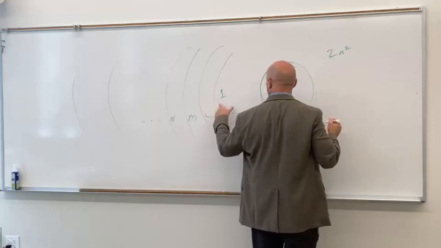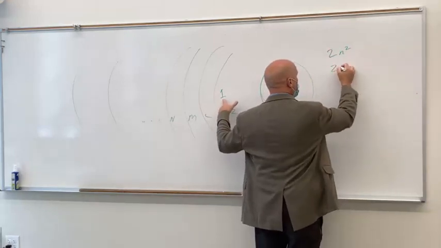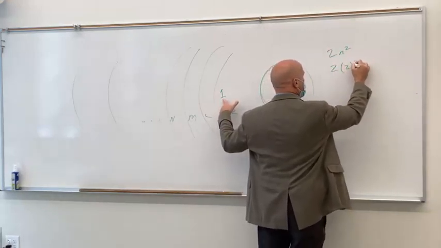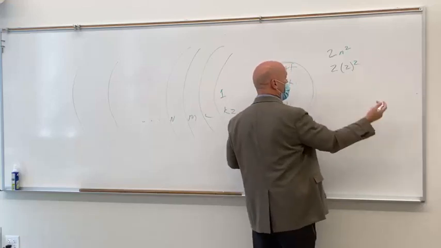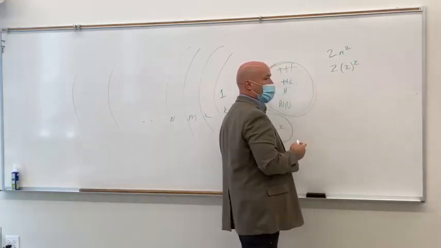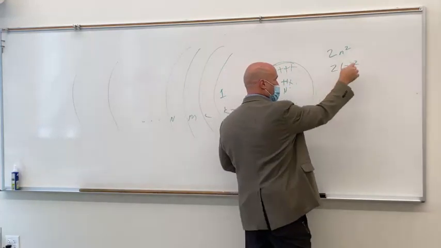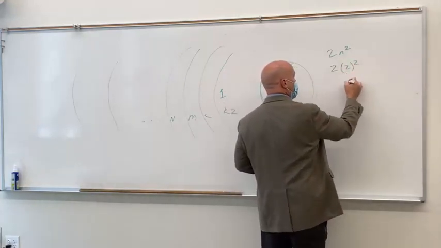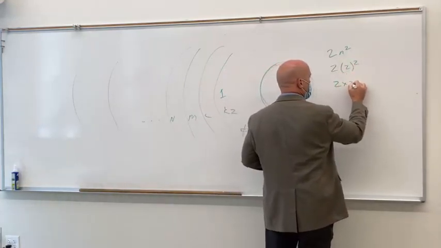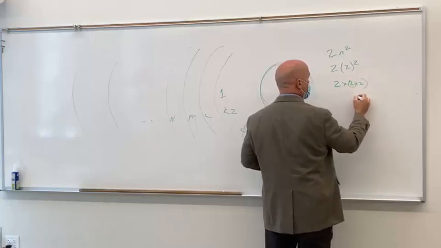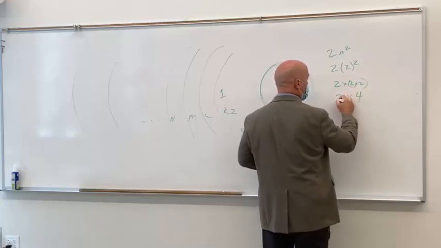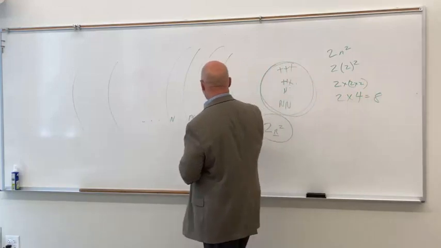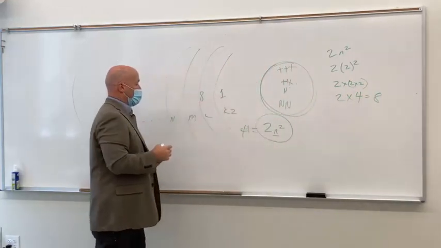What's the L shell? 2, right? So 2 times 2 squared. What's our order of operation? What's the first thing we got to do here? Yeah, clear the exponent. So we've got 2 times 2 times 2. 2 times 2 is 4 times 2 is 8. So we got 8 in the L shell.